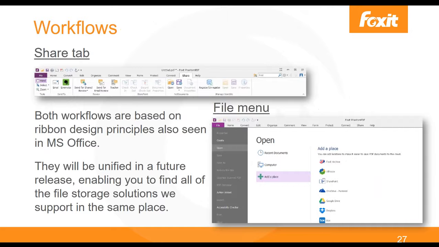If you haven't seen Phantom PDF before, I'll show it to you in a moment. But we use the design principles also seen in Microsoft Office. So right now there are two different workflows. One of them is based on a tab, the Share tab, which you can see here at the top of the screen. The other one operates within the File menu here. Now we're working on unifying these, so in the future you'll be able to find all of your file storage solutions in the same place within Phantom PDF.